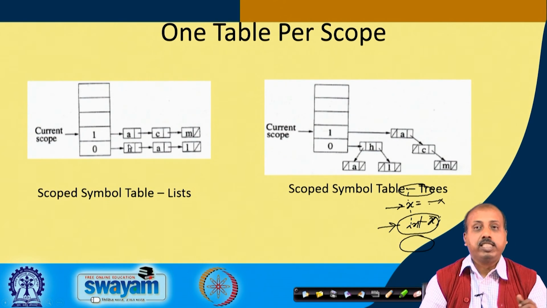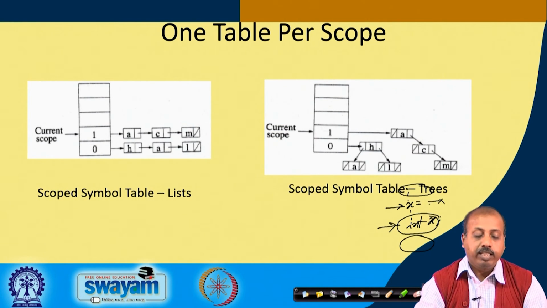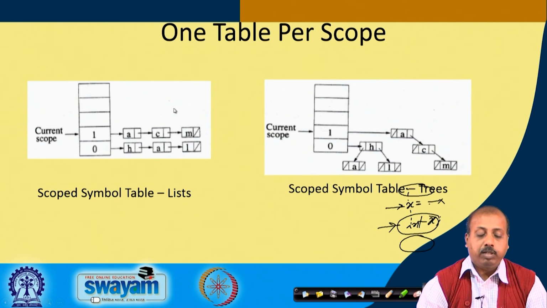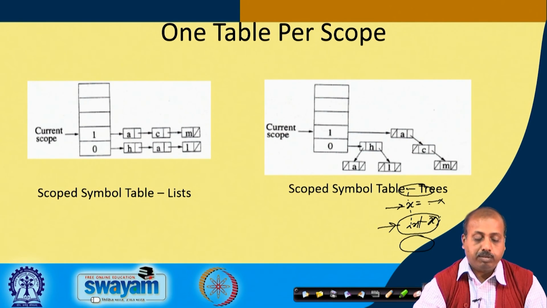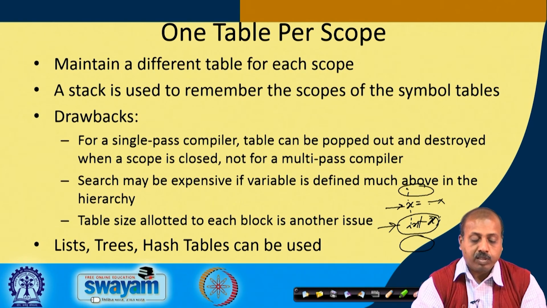In the worst case, when the symbol is not present in any of these tables, all the table entries are to be searched to tell whether it is present or where it is. So, that way it is difficult, because the overhead becomes more. It has to search through a number of places, a number of tables, for getting the offset. So, search may be expensive.